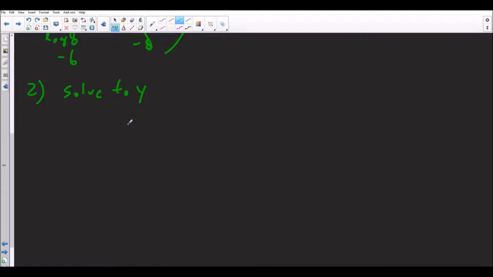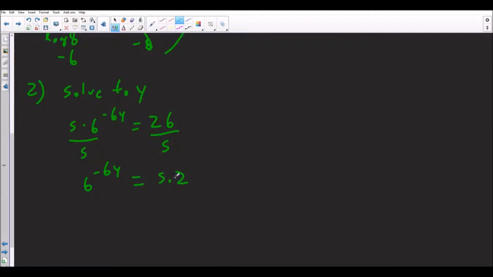for y. We're going to have 5 times 6 to the exponent negative 6y is equal to 26. So obviously the first thing we need to do is get the exponent stuff by itself. So we're going to divide by 5, divide by 5. So 6 to the negative 6y is equal to 26 over 5, or 5.2.